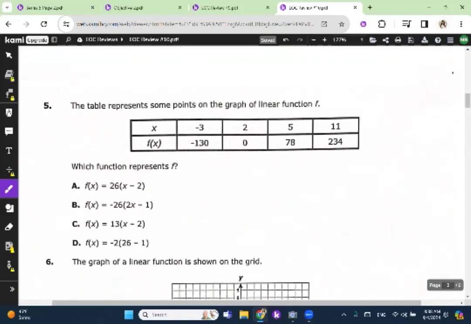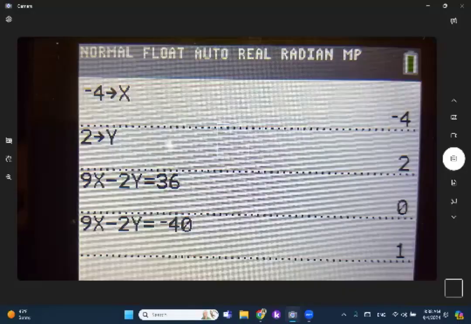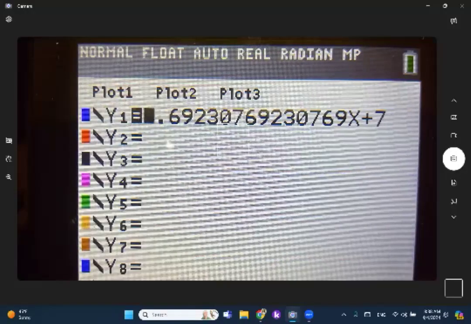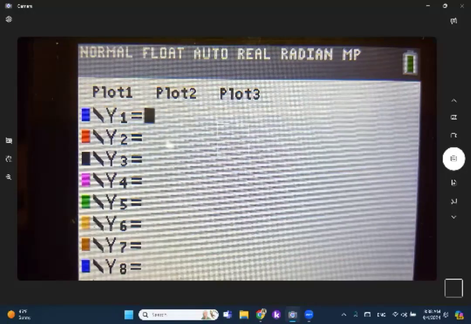Number 5. Number 5, you have a bunch of equations. If you look at your answer choices, you can't put this in a stat edit because all of your equations are not solved. So the best way to do this one is to work backwards. Put these equations into y equals and see which one matches this table. So we're going to start with A. I'm going to go to y equals.